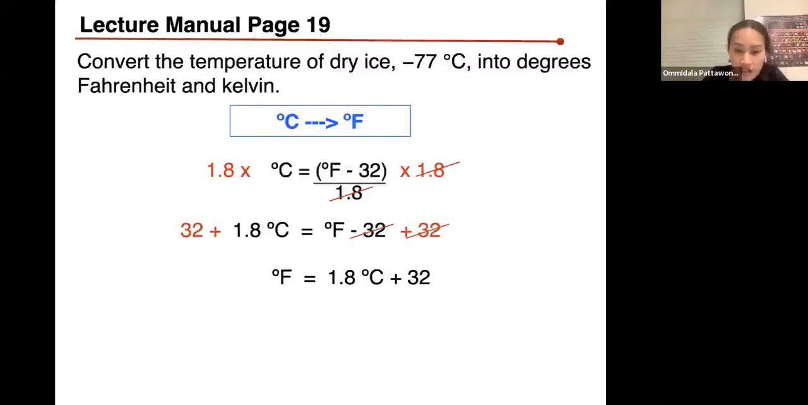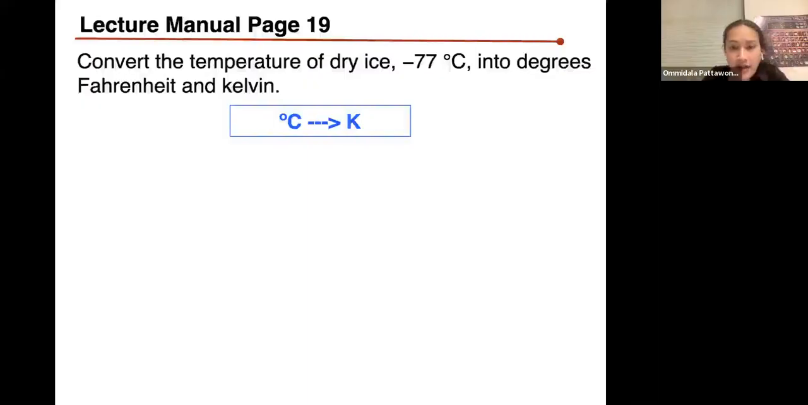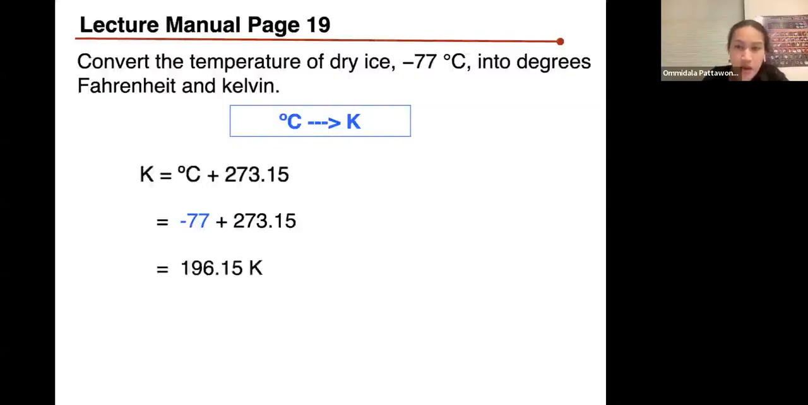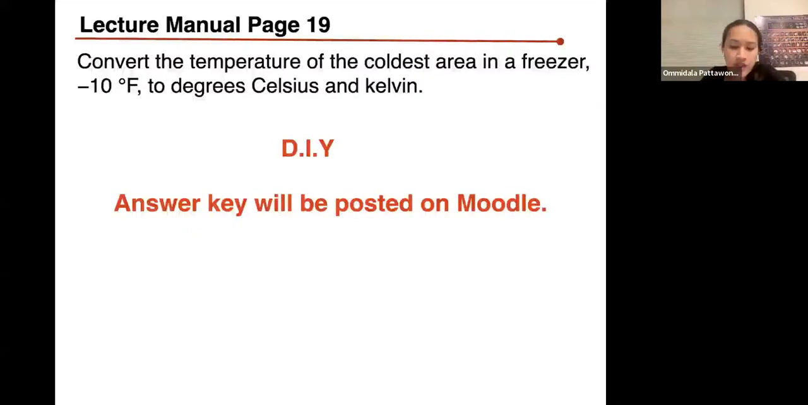We are given degrees Celsius, so you just plug that in. Your degrees Fahrenheit would come out to be negative 106.6 degrees Fahrenheit. Now, what about Kelvin? You just need to add degrees Celsius to 273, and that would be your Kelvin. So the conversion of temperature is pretty straightforward. You just need to use the given equation. I'm going to let you do this problem on your own. Pause the video and finish it, and then check your answer against the key on Moodle.